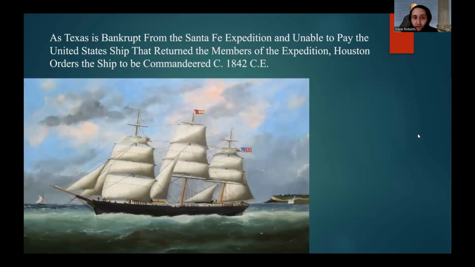As Texas was bankrupt from the Santa Fe expedition and unable to pay the United States ship that had returned several members of the expedition, Houston would order the ship to be commandeered in 1842 CE.